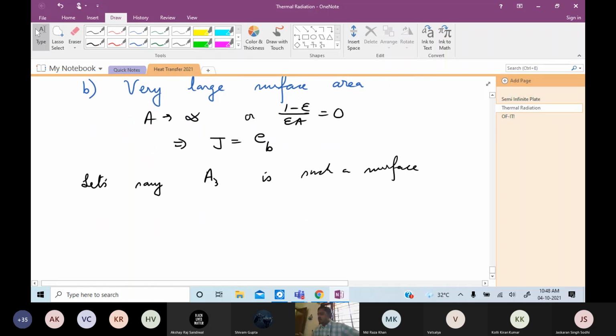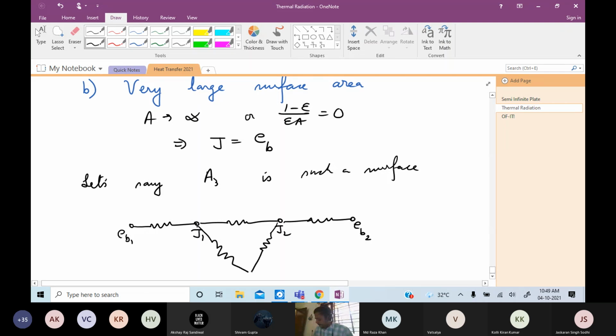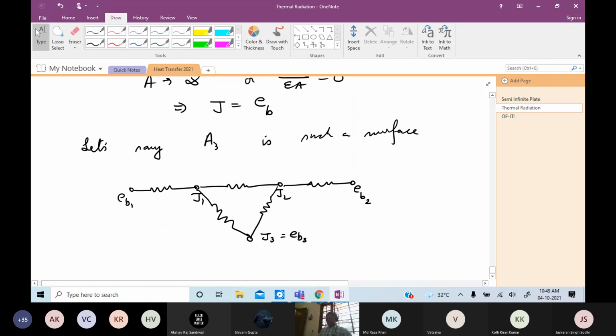So what you will do is, the network therefore becomes EB1, J1, J2, EB2, and here J3 equals EB3. You don't have anything else. So whatever comes in, so what does that mean?